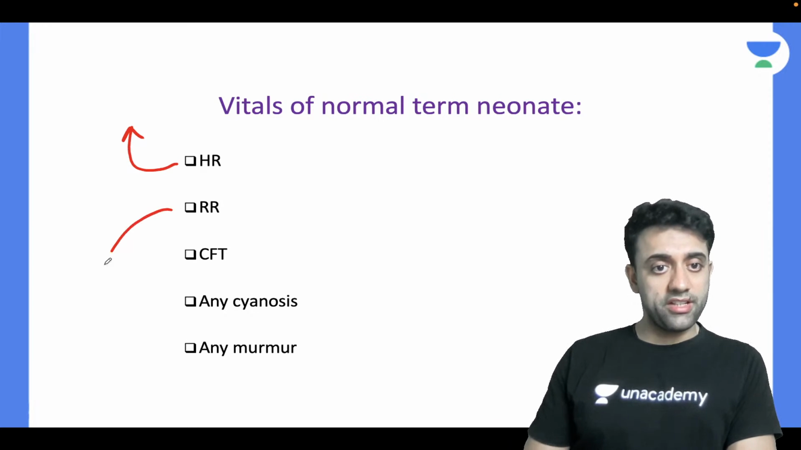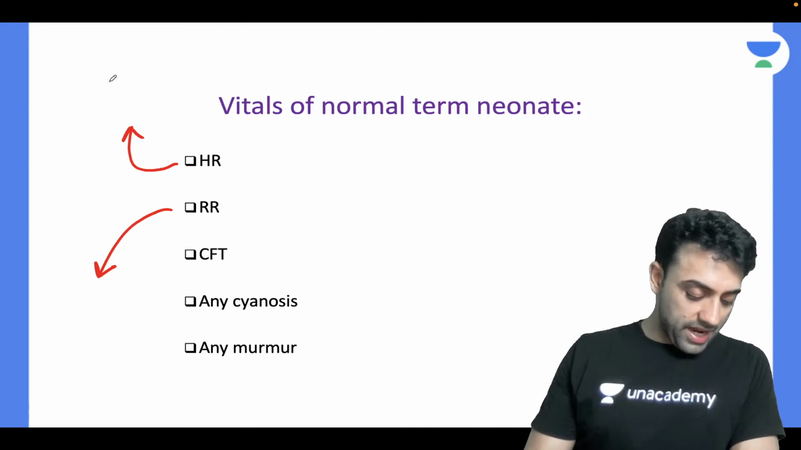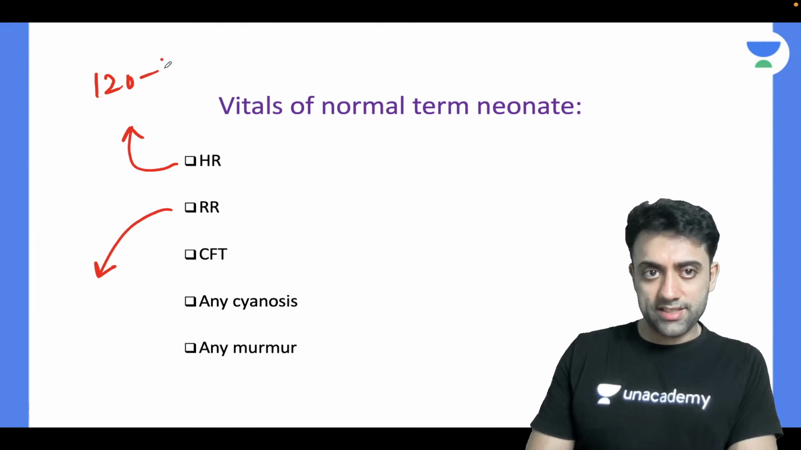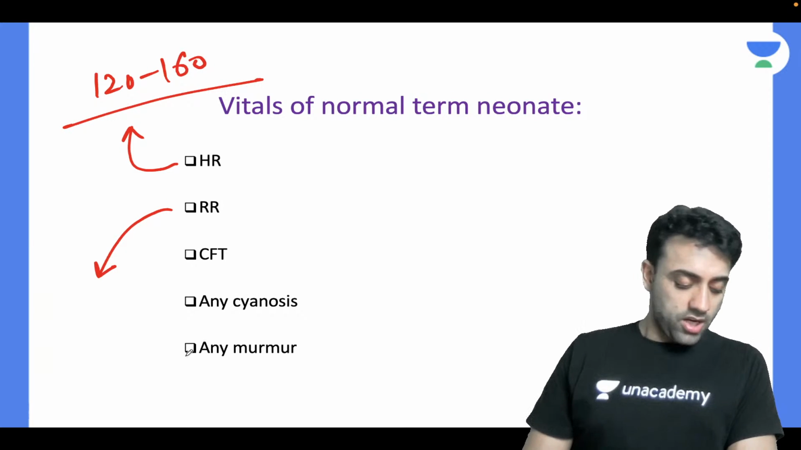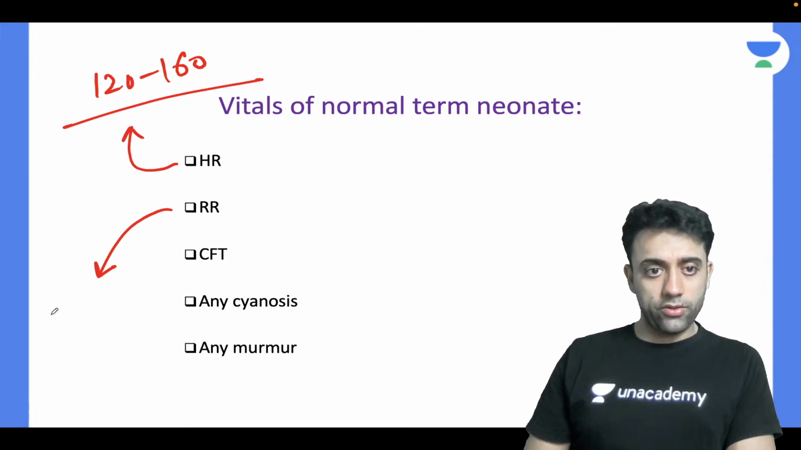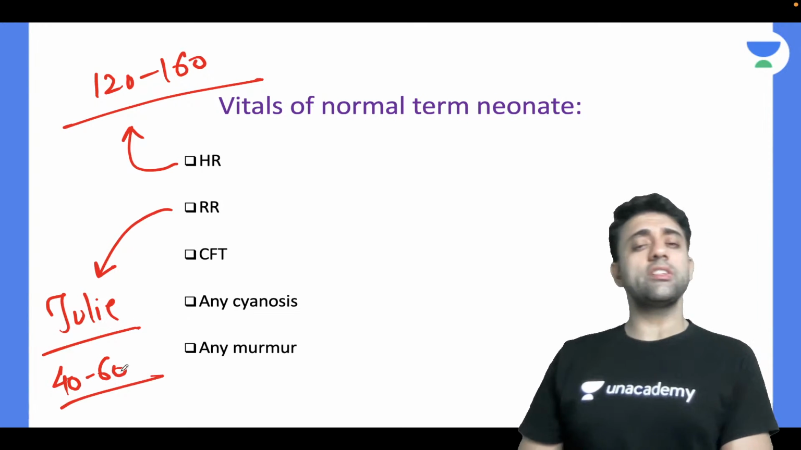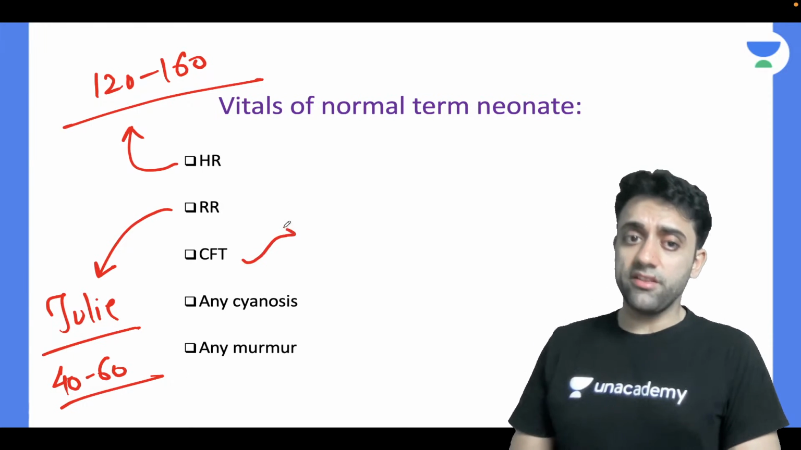What is the normal respiratory rate of a newborn? Very good. Chakravarti is answering so good. The normal heart rate of a newborn is 120 to 160 beats per minute. Yes, that's a beautiful answer. What's the normal respiratory rate of a newborn? Very importantly, Julie told the right answer. The respiratory rate of a newborn is 40 to 60 cycles per minute.